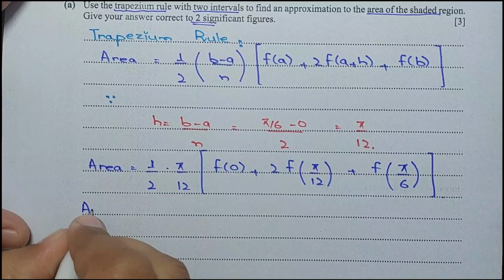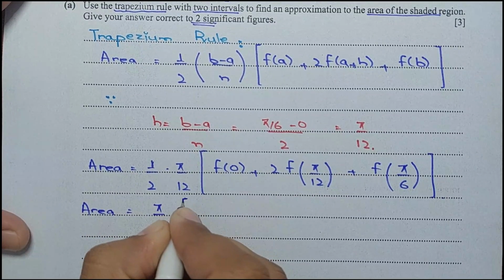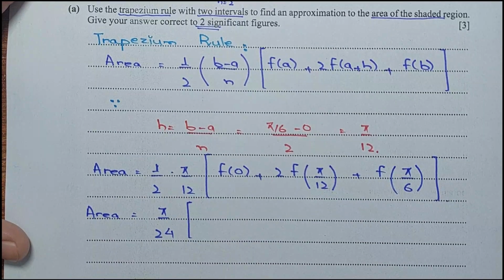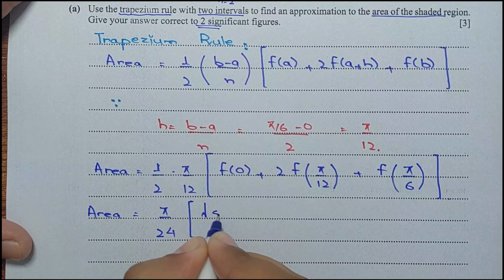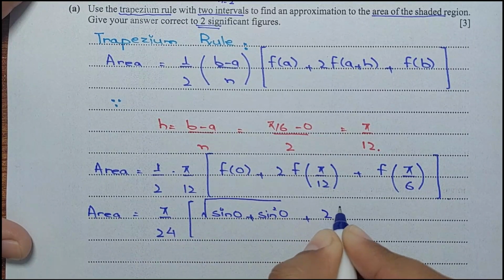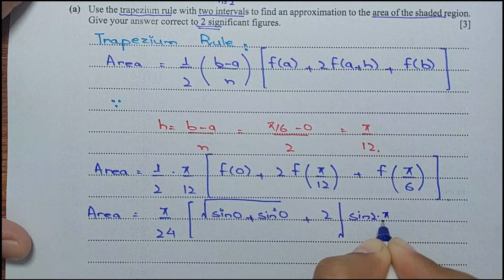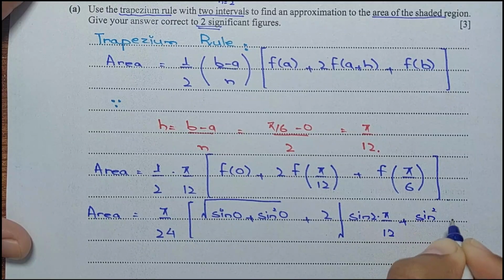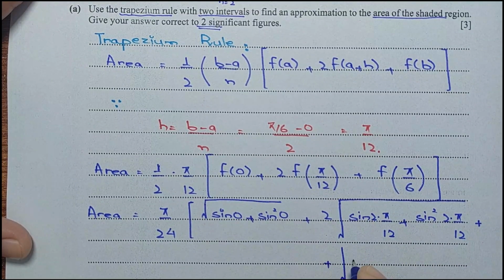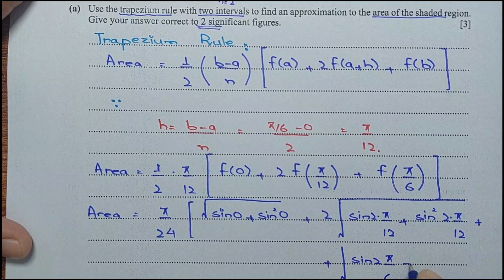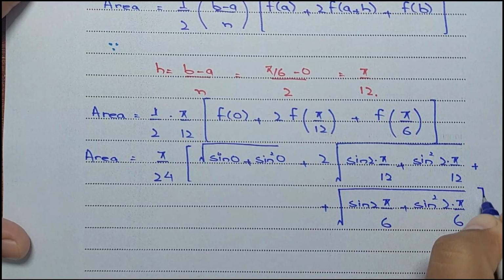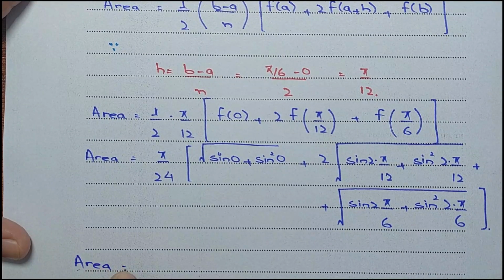Now this area is pi over 2 times 12, which is 24, times the function value at 0, which is the square root of sine 0 plus sine square 0, plus 2 times the square root of sine 2x plus sine square 2x at pi by 12, plus the square root of sine 2x plus sine square 2x at pi by 6, and close the bracket. So this area is pi over 24.